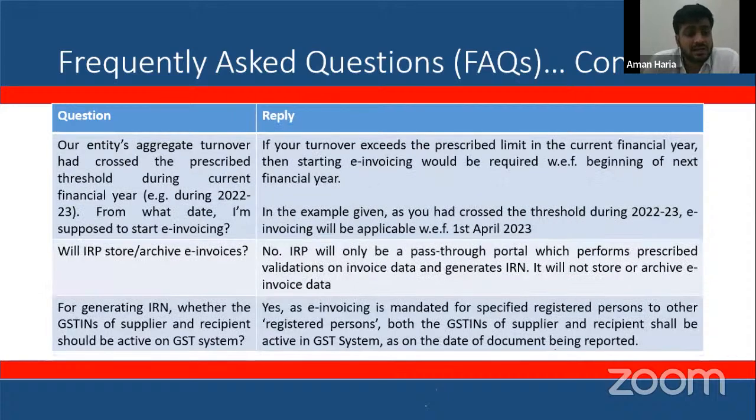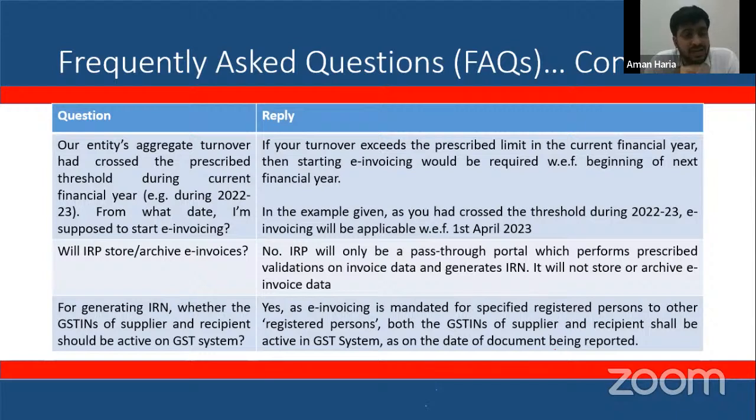Next, our entity's aggregate turnover crossed the threshold limit during the current financial year, for example during 22-23. From which date are you expected to generate e-invoice? Say, for example, till now in the past 5 years your turnover was always between 5 crores and 10 crores. Till now it has not crossed the 10 crore limit. Say in November or December, the first time you cross the threshold limit of 10 crores, then e-invoice will be applicable from 1st April 23, the next financial year. It will not be applicable for the financial year in which the threshold is crossed.